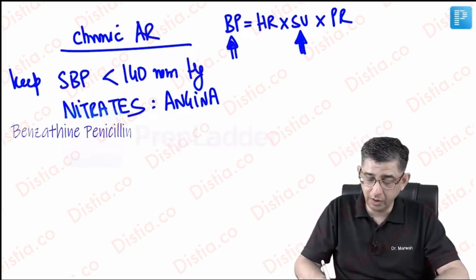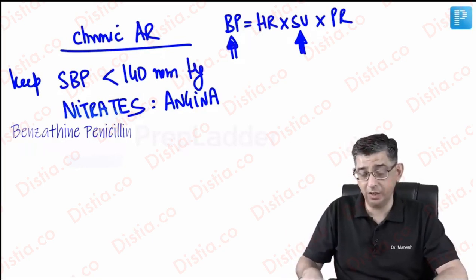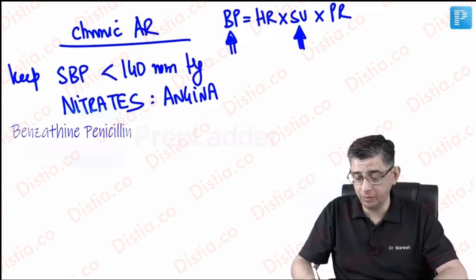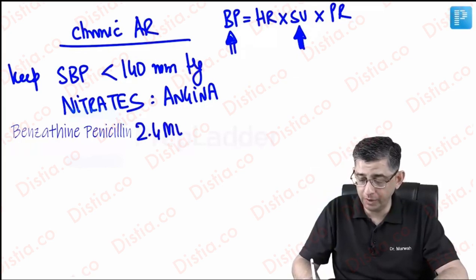Then he can quiz you regarding treatment of cardiovascular syphilis. In fact, this is itself a question. Cardiovascular syphilis, you will be using penicillin, that is 2.4 million units.